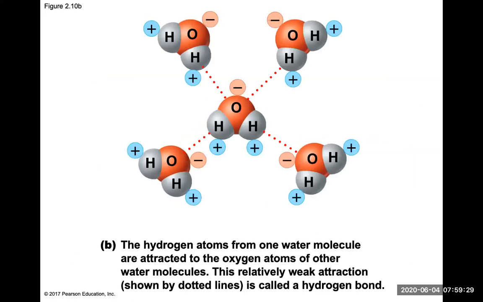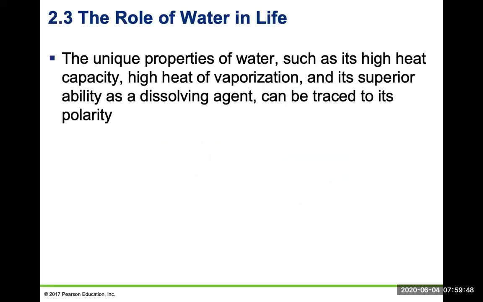This is showing how hydrogen atoms of one water molecule are attracted to the oxygen atoms of other water molecules because opposites attract. So the negative ends of water will be attracted to the positive ends of water and vice versa. And this relatively weak attraction shown by those dotted lines is called a hydrogen bond.